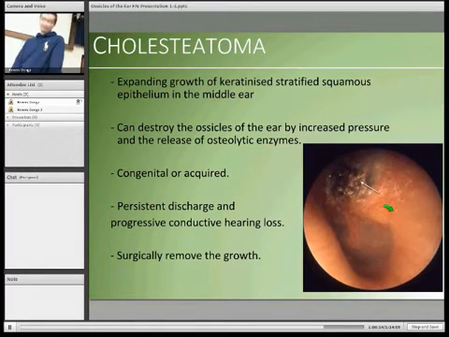A patient will present with discharge and progressive hearing loss, and then the treatment of cholesteatoma usually is via a mastoidectomy. So you go through the mastoid process into the middle ear cavity and remove any of the squamous epithelium. And then, just to point out, that's what it would look like if you looked into someone's ear who was suffering from this.